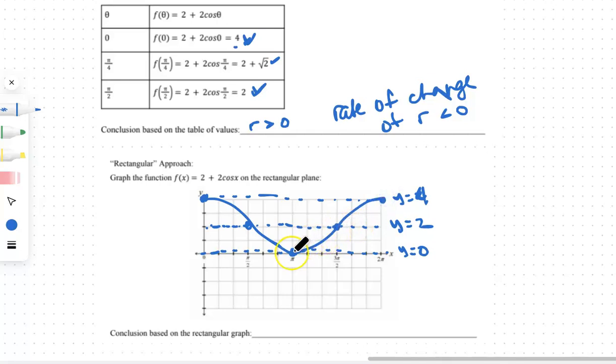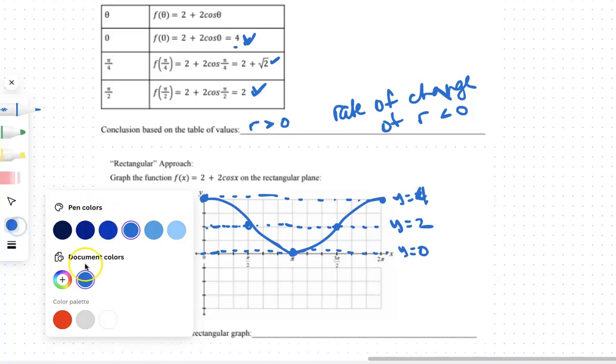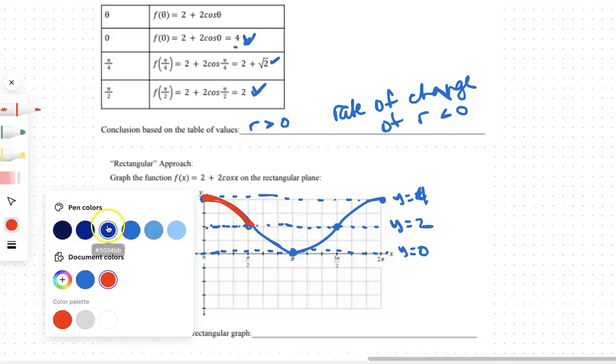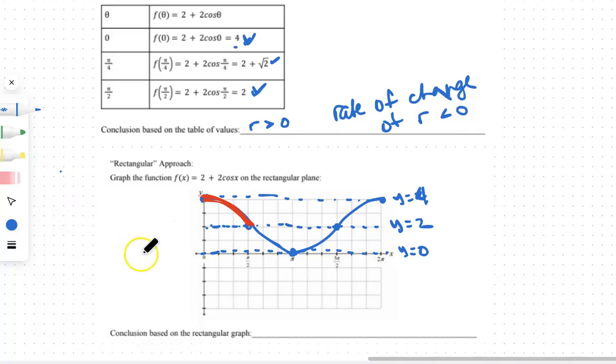And the question is, on the interval from 0 to pi over 2, are we moving toward the pole or away from the pole? Well, it's the same question as, are we moving toward the x-axis or away from the x-axis? And the answer is, we're moving toward the x-axis, which means the polar graph would be moving toward the pole.